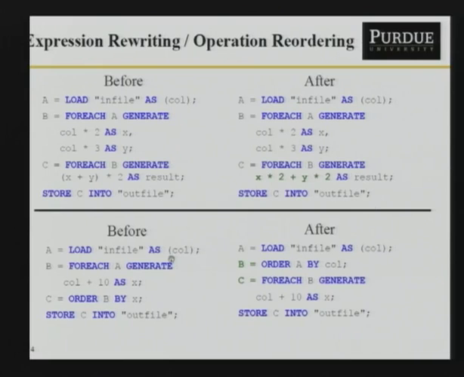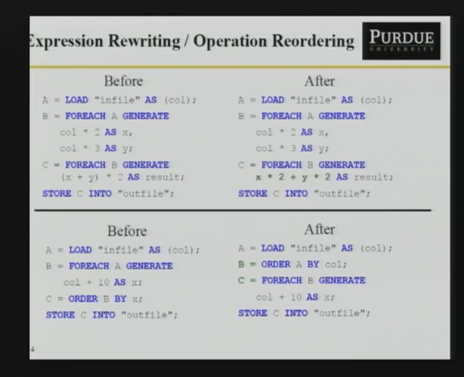Okay, so operation reordering. So in this script here, we once again load the file with a single column. And what we do here is we perform an addition. We do column plus 10 to get x. And then we want to order based on x. So to perform an order by operation, we need the data to be encrypted under a scheme that supports order preserving. So before we can do that, we need to re-encrypt our data and then order them. So that's 1 re-encryption required.